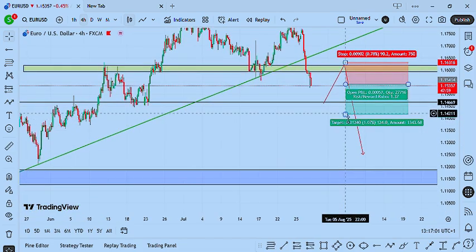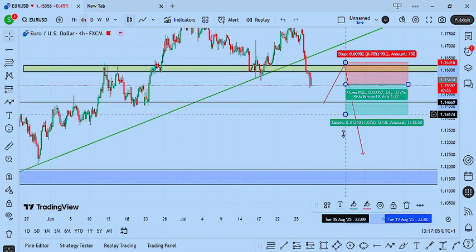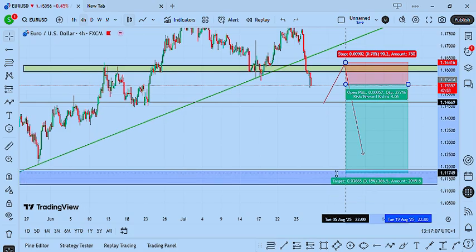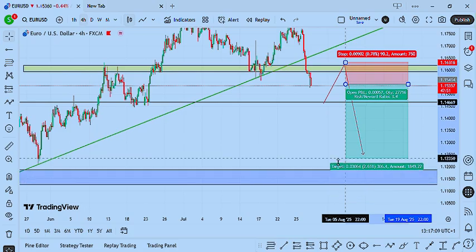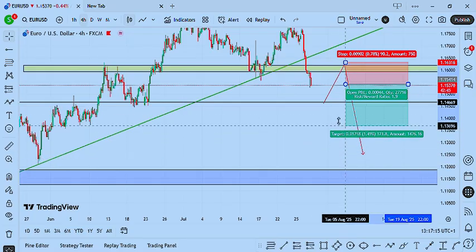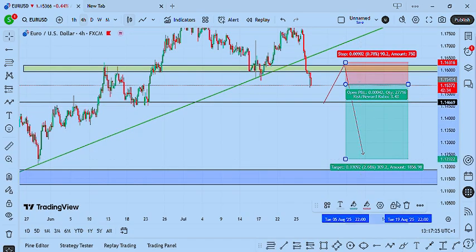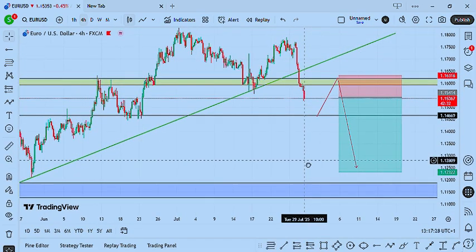Then I will aim for overall targets here. The overall target will be at this next demand level. That's about 300 pips here. The first profit target will be here. That is about 73 pips. Overall target is at this level. Alright, so that's for the euro market.